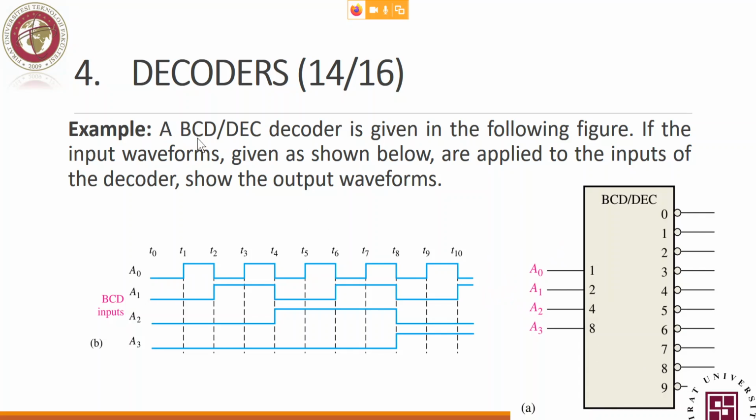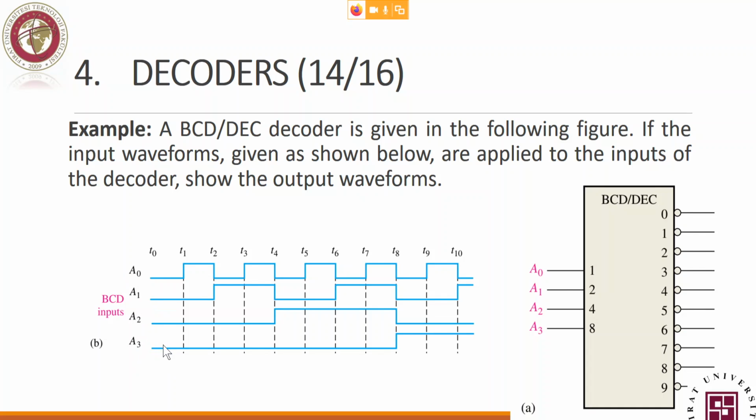Let's take a direct example. A BCD to decimal, or binary coded decimal 1 out of 10, decoder is given in the following figure. Now we have a decoder here. Okay? If the input waveforms, now this is a good example. Why? Because we have A3, A2, A1, A0 represented by waves. And as I said in my previous videos, you can regard those as digits. You see the timing diagram. These are digits, digits, here, digits, digits, okay? If the input waveforms given as shown below are applied to the inputs of the decoder, show the output waveforms. So we are looking for the output, but they are fine. Why? Because we decode based on digits.